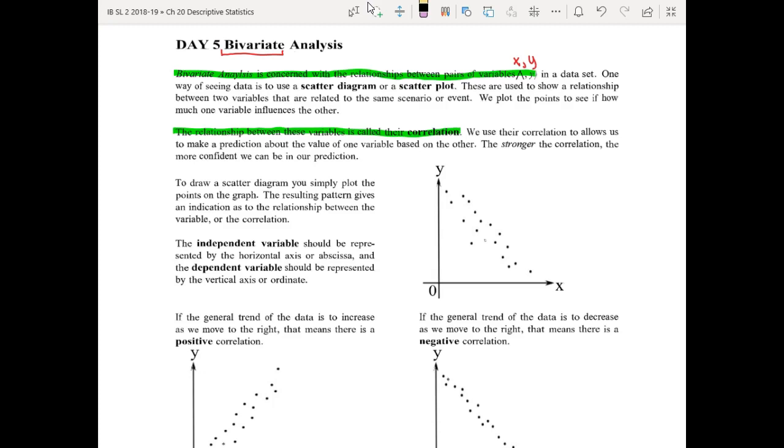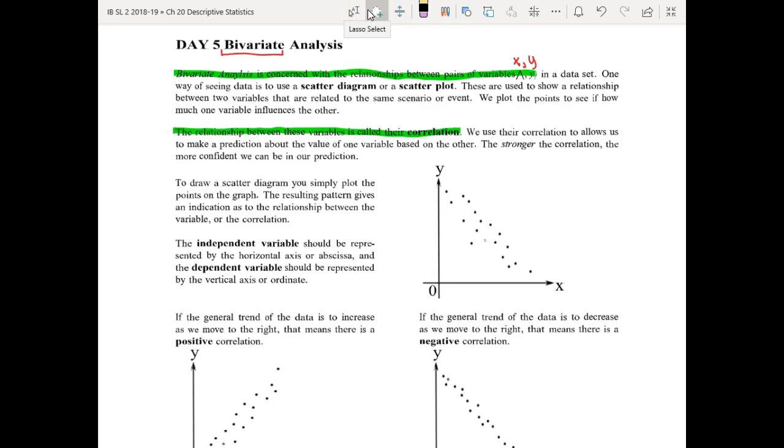All right, so we use their correlation to allow us to make predictions about the value of one variable based on the other. The stronger the correlation, the more confident we can be of our prediction. You have to be careful between what is meant by correlation and causation, whereas there could be a correlation between something and not necessarily a causation. We'll get to that in just a second.